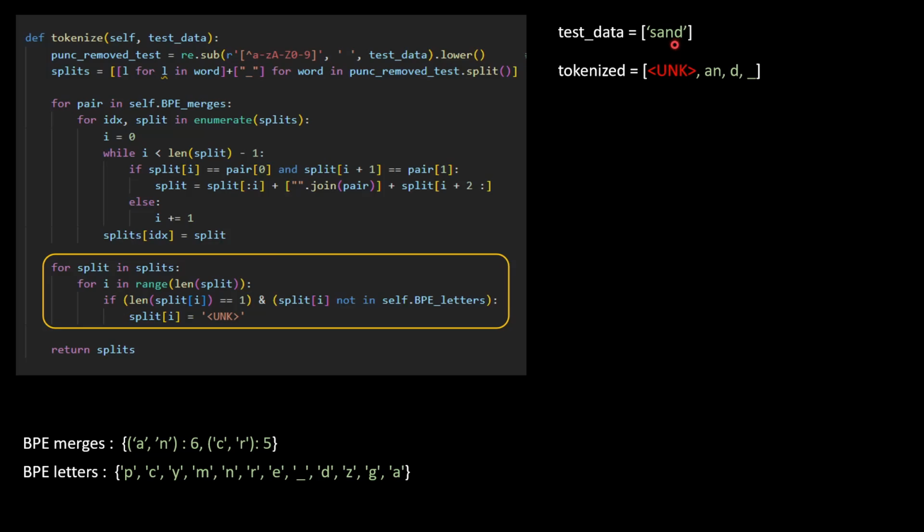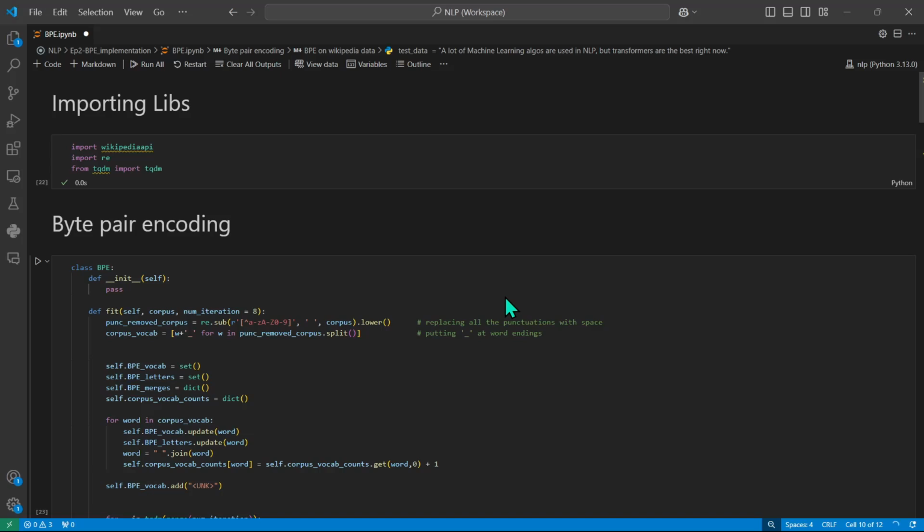Hopefully I made this clear to you. To see how it performs on real data, we will see how it works for the Wikipedia corpus. This is where we are going to use the Wikipedia API for Wikipedia data collection, and then we will see how our byte pair encoding algorithm is performing over it.